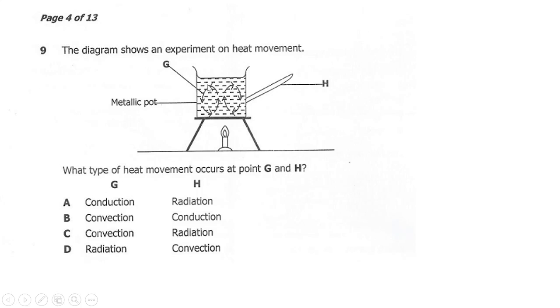Okay, so the type of heat movement which occurs in liquids or fluids, things that can flow like liquid and gas, is actually convection. So at G, the heat movement there is convection. Now at the handle here, this is a solid. In solid, the kind of heat movement which occurs is conduction, because it requires that particles are holding each other for heat to be transmitted from one point to another. So H is conduction, then G is convection, so the answer is B.